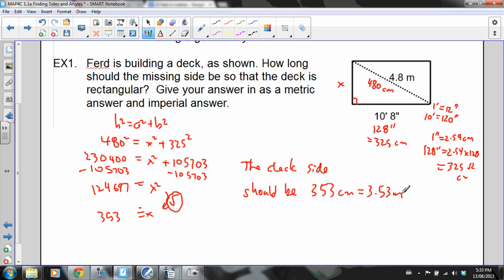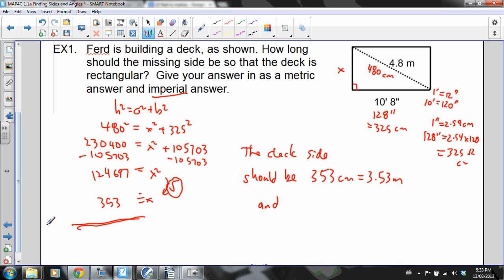There are 100 centimeters in a meter. And I guess they wanted it back as an imperial answer too. So we've got to find either meters to inches or meters to feet or centimeters to feet. We need something. I'm going to do a little bit more work right here. The conversion factor that I found was 1 meter is 3.28 feet. And so then 3.53 meters is that times 3.53, which is 11.57.